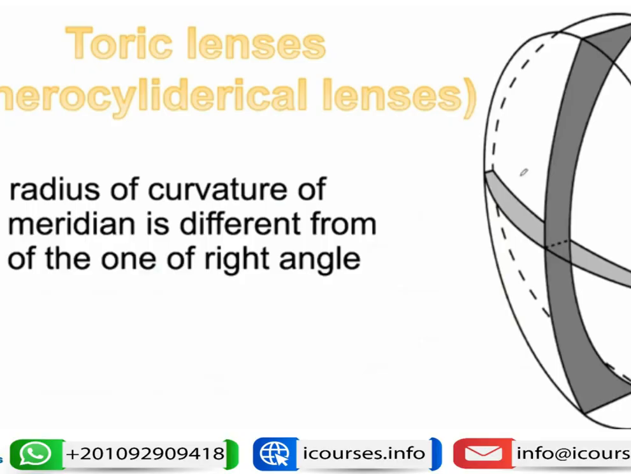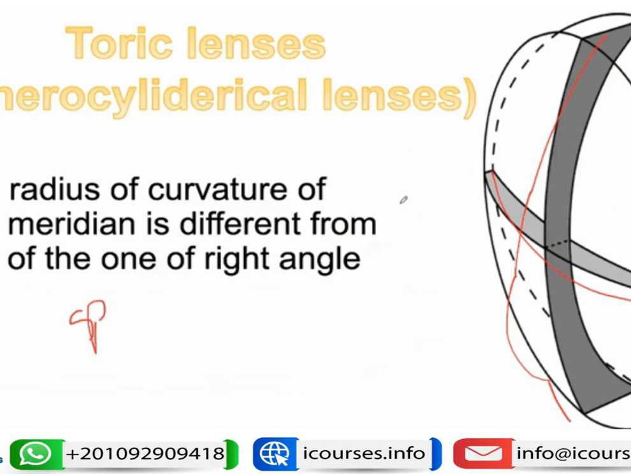So we said that there is what's called a spherical lens, which has a refractive power at all its meridians, and we have the cylindrical lens, which has a refractive power in only one meridian. So what happens if we combine both lenses? If we combine both lenses together, this will be called a toric lens. A toric lens is a spherocylindrical lens. So this lens has a radius of curvature of one meridian that is different from the radius of curvature of the perpendicular meridian.